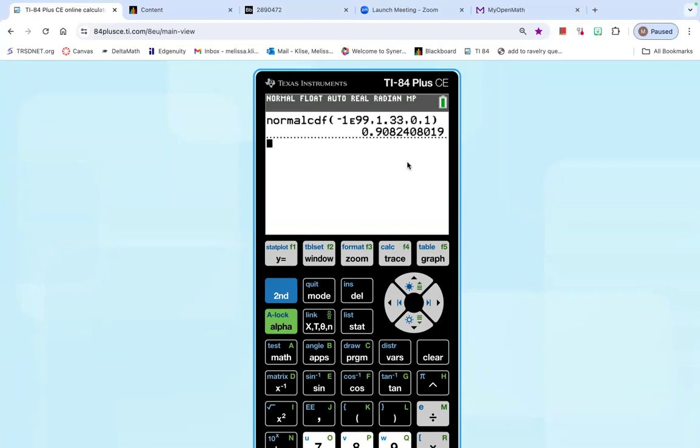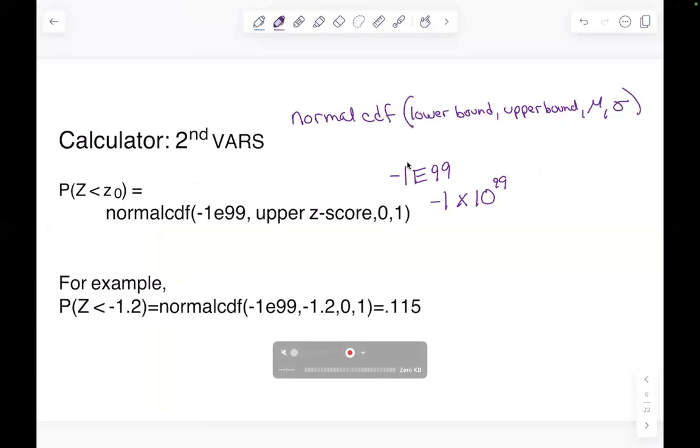Okay. I would like you to try. It's the same thing, but we're doing the probability of finding a z-score less than a value. The first number is only going to be negative 1E99 when you're doing less than. We're going to do a greater than in a minute. If you're doing less than, it's negative 1E99 in the lower bound because it's your number down to negative infinity. So I want you to try this one with a z-score of negative 1.2.